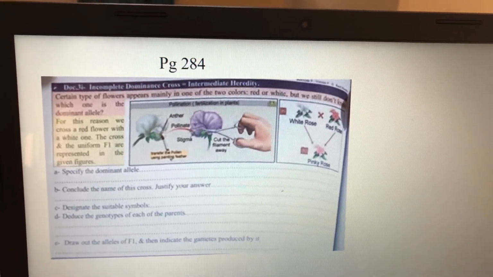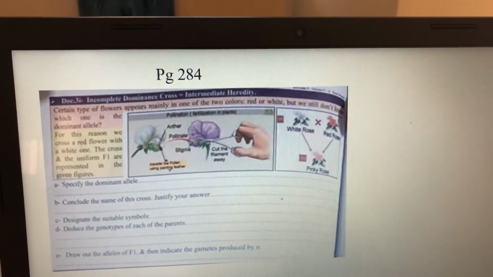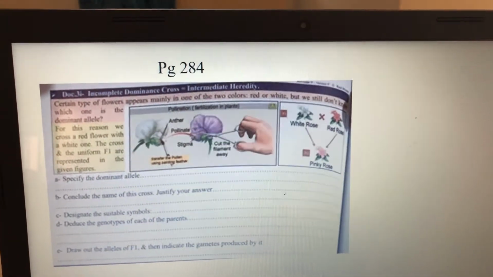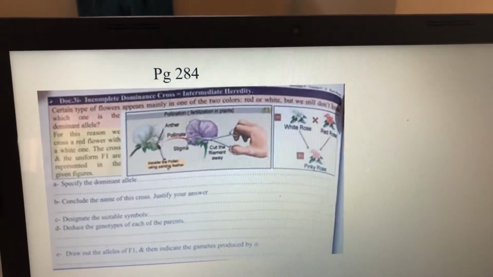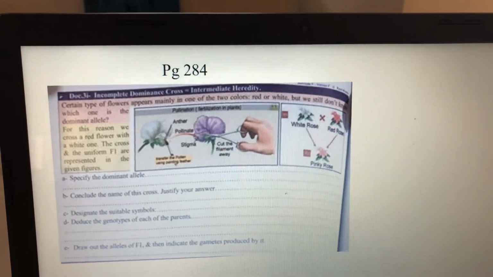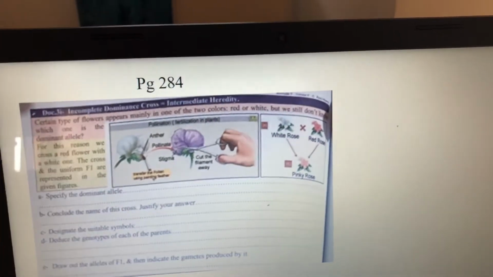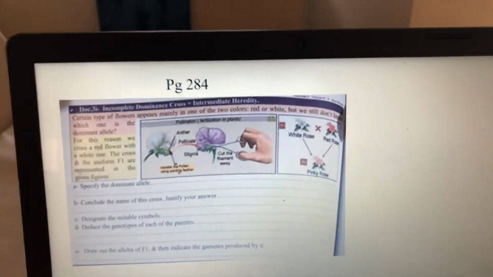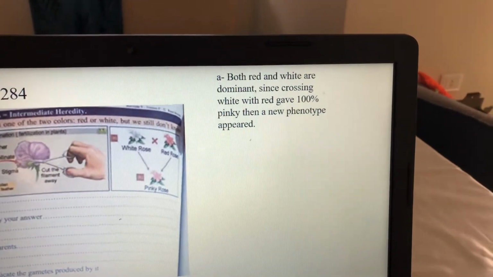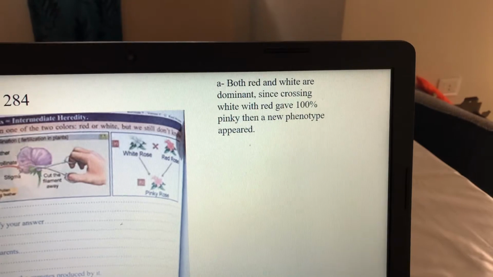If we cross white roses with red roses, we will have pinky roses in F1, which are all uniform. So you have white crossed with red, and you have a new trait appearing, which is pink, neither white nor red. This is called intermediate or incomplete dominance, meaning that neither white nor red appeared. They both created a new trait. So both alleles are dominant. Both red and white are dominant, since crossing white with red gave 100% pink, which is a new phenotype.